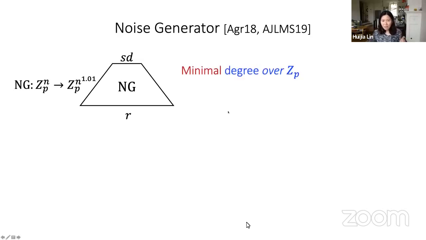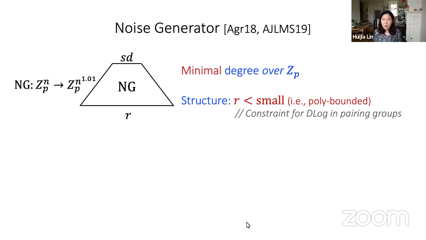We would like to have really small degree, minimal degree possible over Z_p, but we also want some structure. One structure is that we would like the output to be small. Here by small, I literally mean polynomially bounded, as opposed to, say, small compared with the modulus p. And the reason that we want this output to be small will become clear later in the talk, and this is because of constraints in pairing groups. In order to do discrete logarithm by brute force, we would like the output to be polynomially small.